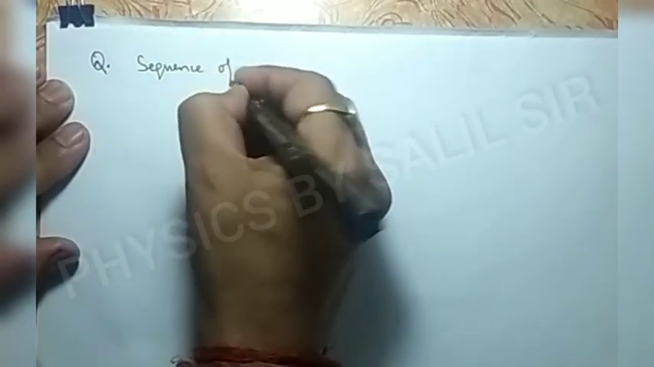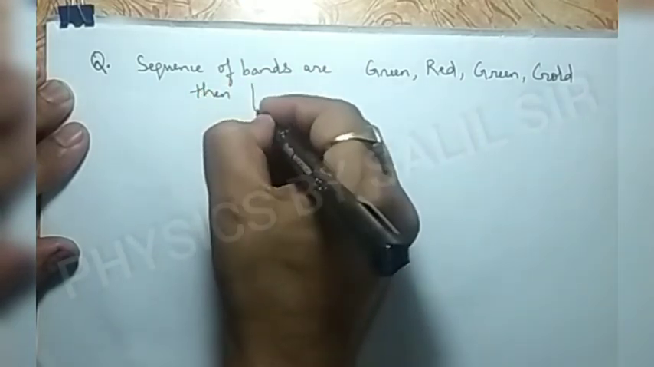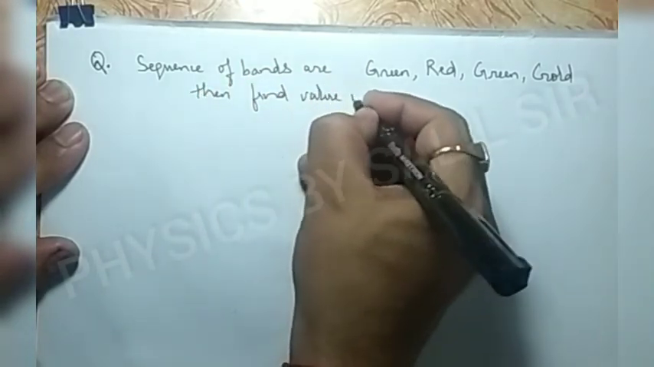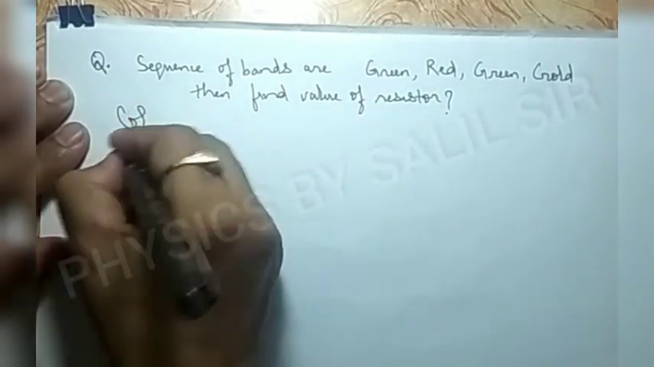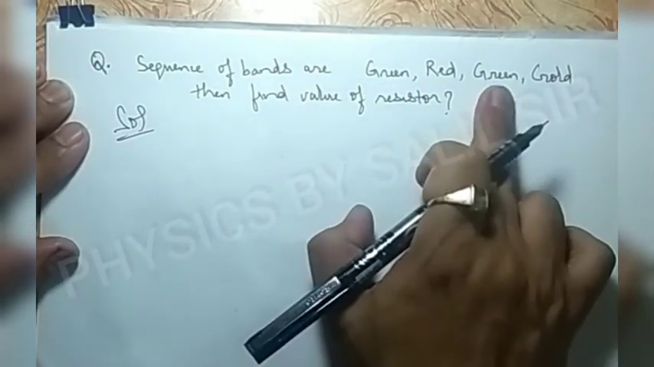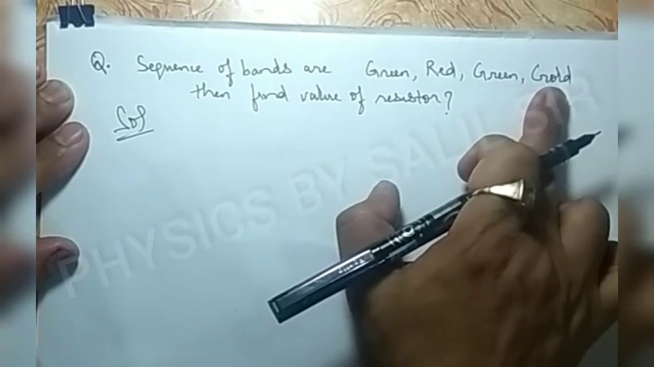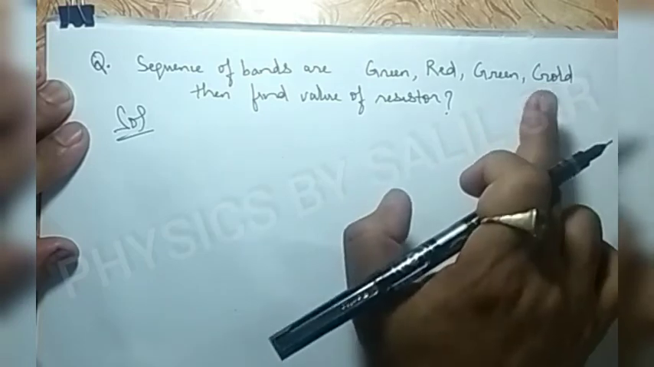Suppose the sequence of bands are green, red, green, gold. Then find the value of the resistor. So according to this question, find the value of the resistor. First color is green, second is red, third again green, and the fourth, which we are using for tolerance, is gold. So find this.